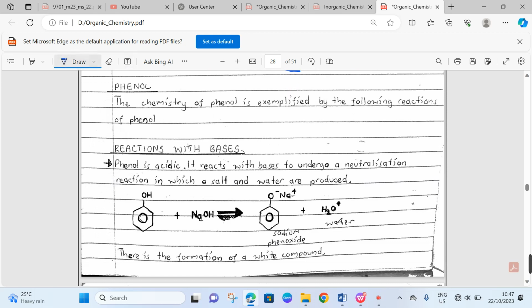The chemistry of phenol is exemplified by the following reactions of phenol. Reactions with the bases. Phenol is acidic because it reacts with the bases to undergo a neutralizing reaction in which a salt and water are produced. But you know the phrase acid plus base, salt and water, right? So you've got your phenol here reacting with the sodium hydroxide to produce your phenoxide salt, sodium phenoxide, which is said to be a white compound, plus water, right?